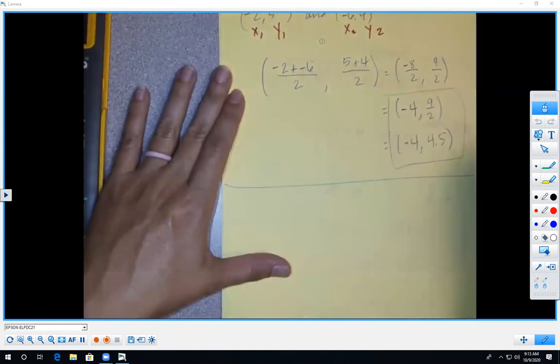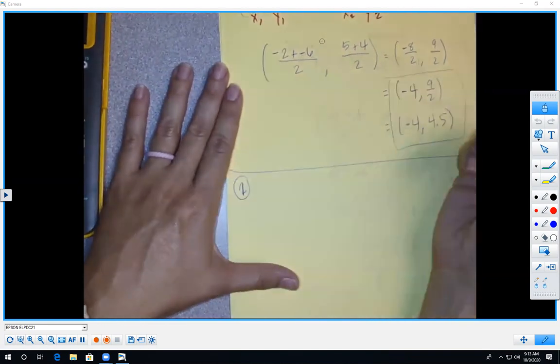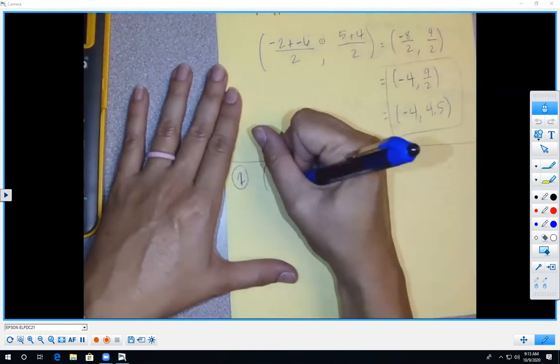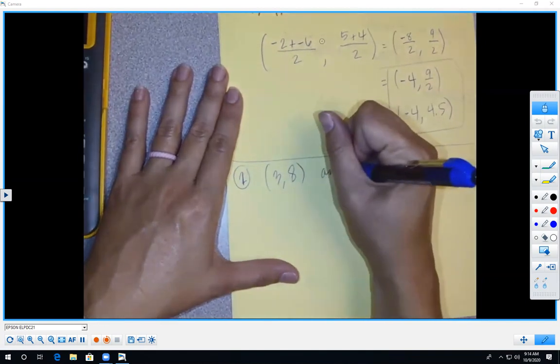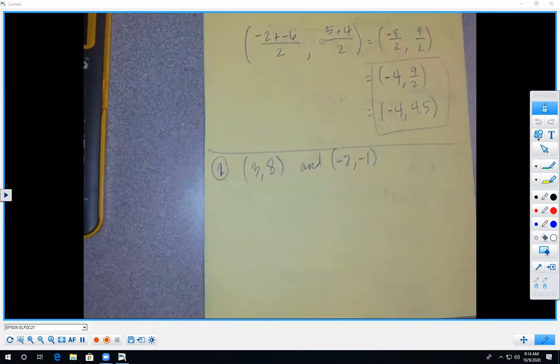Okay, so let's do one more of those, a different set of ordered pairs. This is number 2. If I had (3, 8) and (-2, -1), we want to find the distance and the midpoint between these two points. Why don't you take a minute and get started on that on your own, find the distance and midpoint, and we'll go over it together.